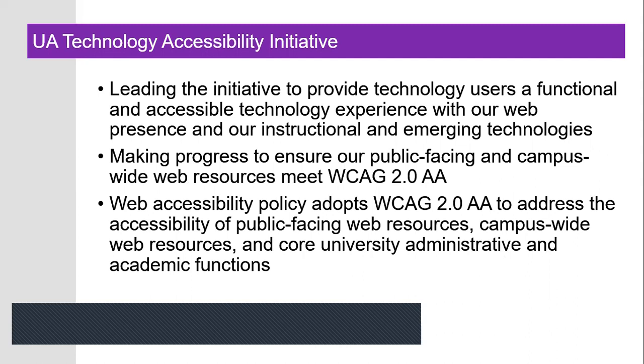The university just recently implemented a web accessibility policy that officially adopts WCAG 2.0 AA to address the accessibility of public-facing web resources, campus-wide web resources, and core university administrative and academic functions. I'm not going to pull up the policy right now. I am presenting from home, so I'm a little limited in screen space. However, there's a link to that policy on the university's policies webpage, which you can access at policies.ua.edu. It's called the Web Resources Accessibility Policy.